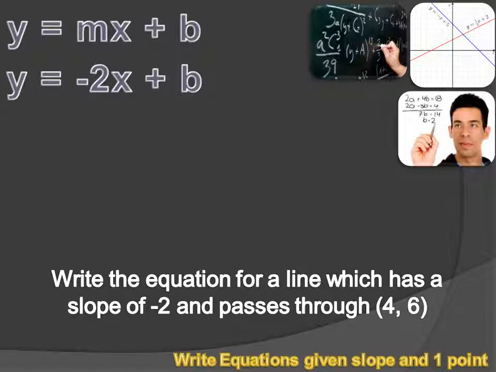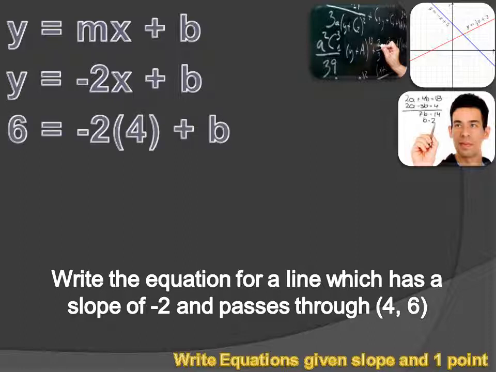Now we also know that the point (4, 6) satisfies this equation, y equals -2x plus b. It has to, because it's on the line. An x value of 4 and a y value of 6 will satisfy the equation y equals -2x plus b. So let's replace y with 6, and let's replace x with 4, and now the equation reads 6 equals -2 times 4 plus b.